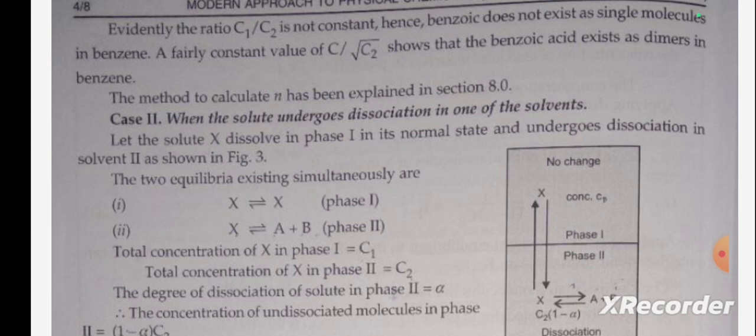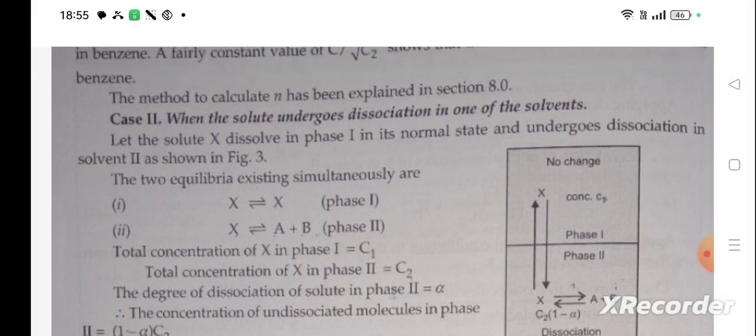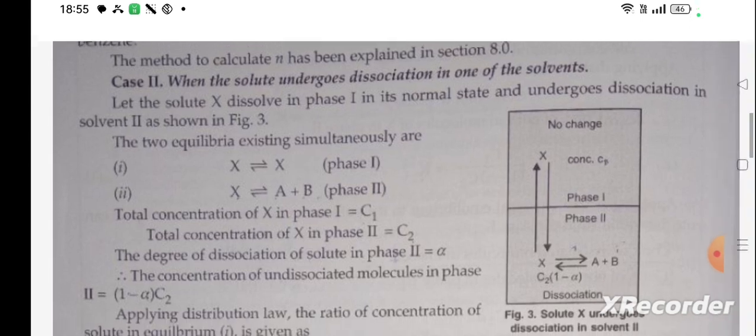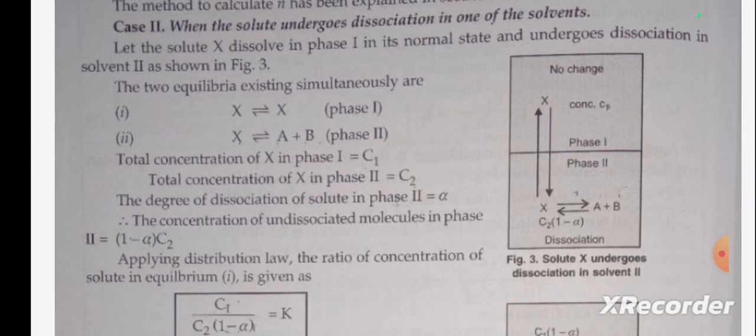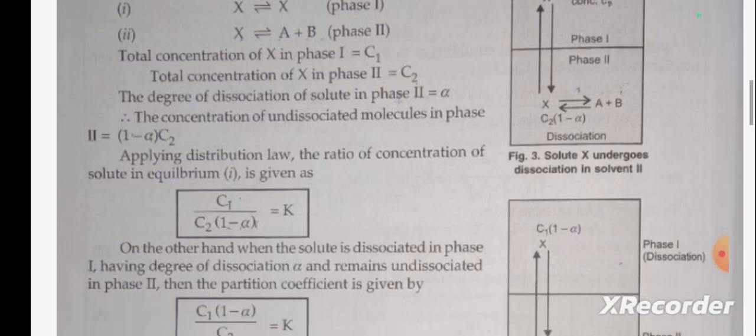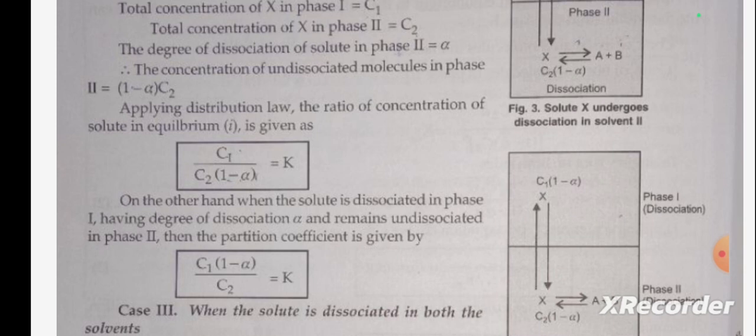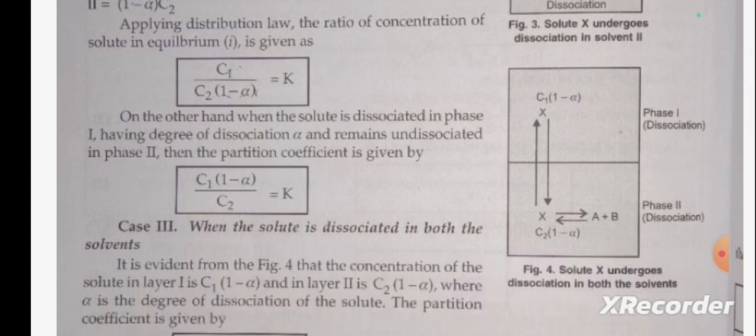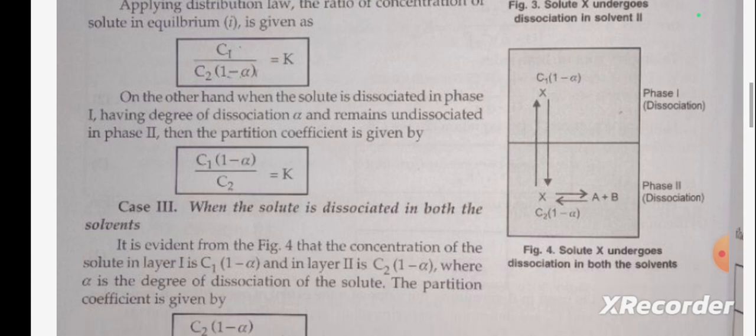When the solute undergoes dissociation in one of the solvents, let the solute X dissolved in phase 1 in the normal state undergo dissociation in solvent 2, as shown in figure 3. The two equilibria existing simultaneously are X in phase 1 and X giving A plus B in phase 2. The total concentration of X in phase 1 is C1, and in phase 2 is C2. The degree of dissociation of the solute in phase 2 is alpha, and the concentration of undissociated molecules in phase 2 is equal to (1 minus alpha) C2. Applying the distribution law, the ratio of concentration of solute in equilibrium 1 is given as C1 by C2 (1 minus alpha) is equal to K.